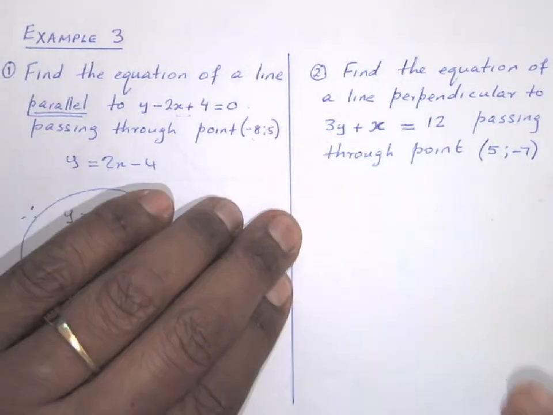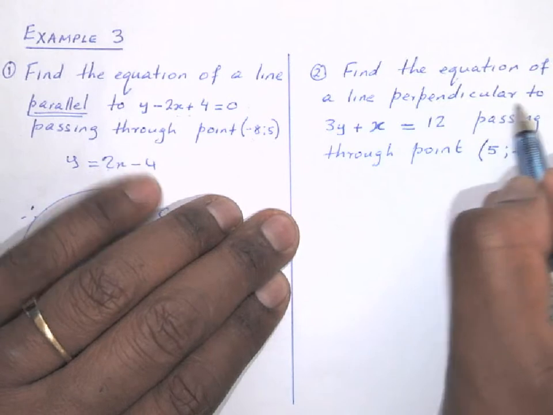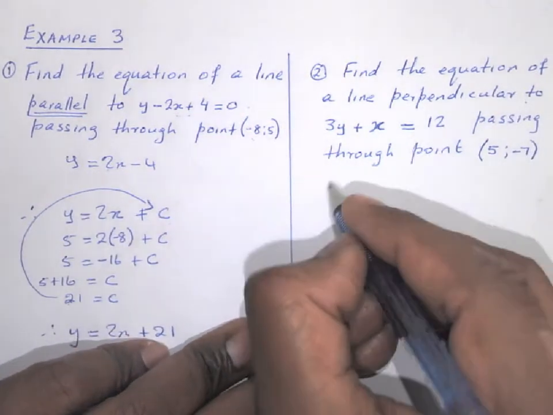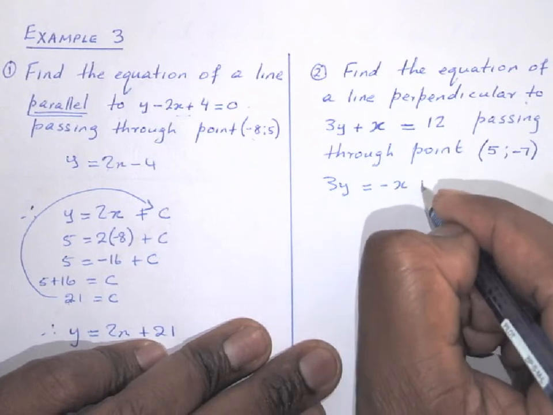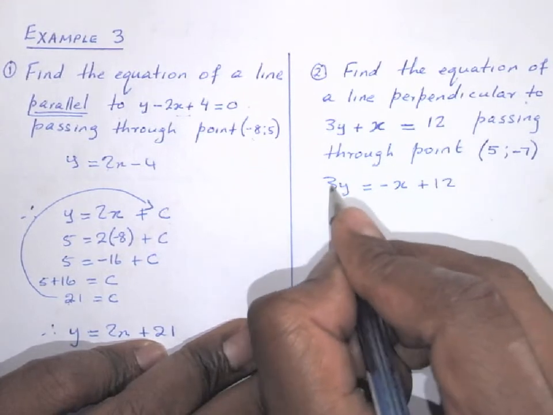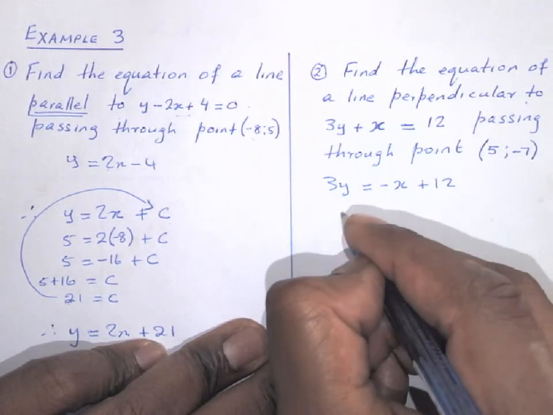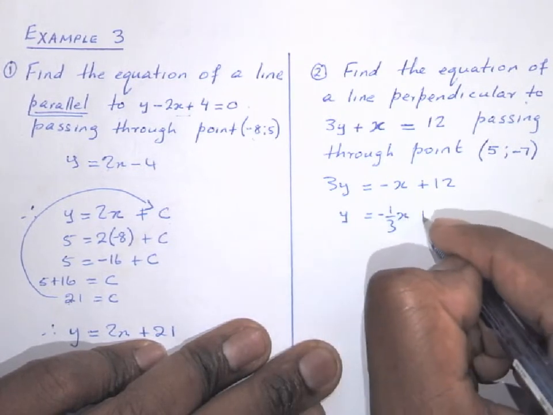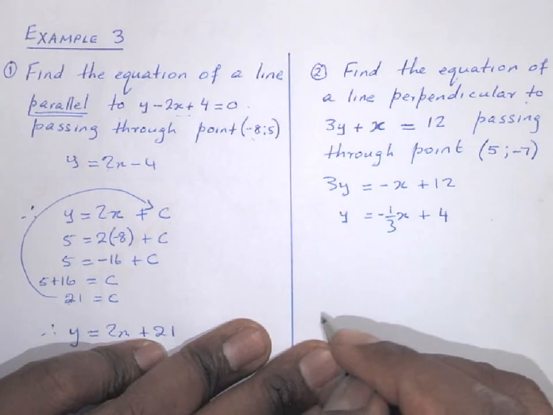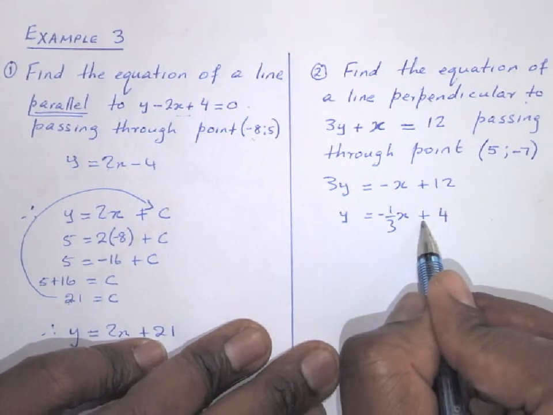Let's look at another one. It says find the equation of a line that is perpendicular to this one. Again, standard form: 3y is equal to minus x plus 12. If I divide both sides by 3, I get y is equal to minus 1 over 3 x, then plus 4. Now, this is the standard form of that line.